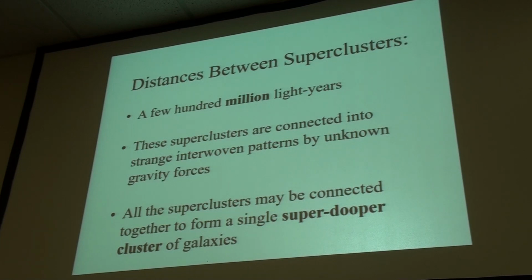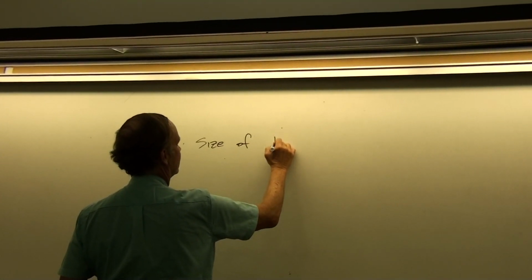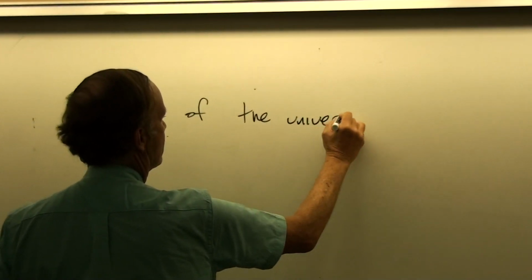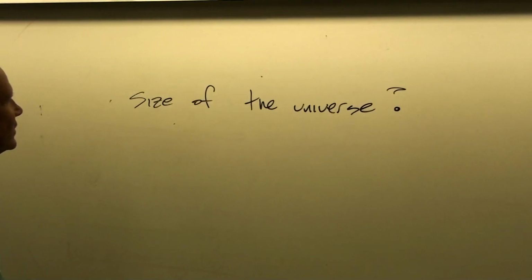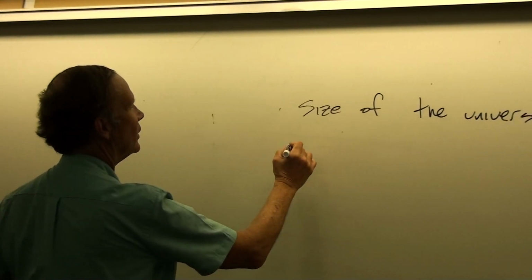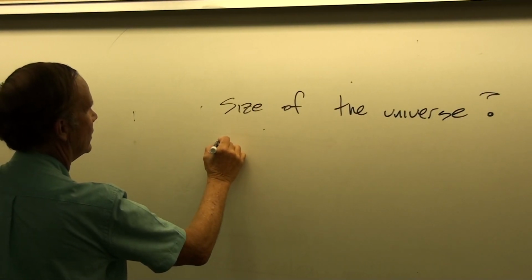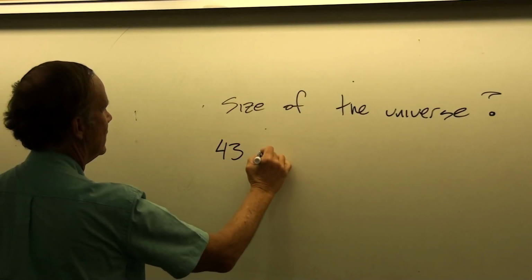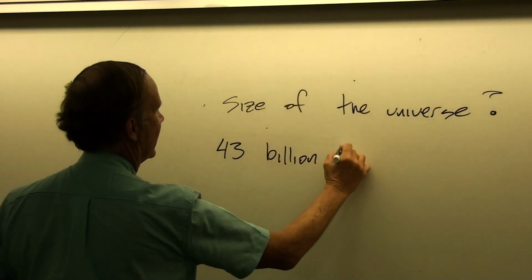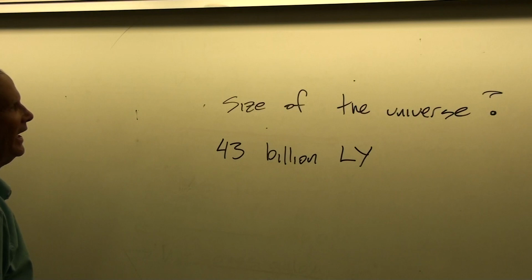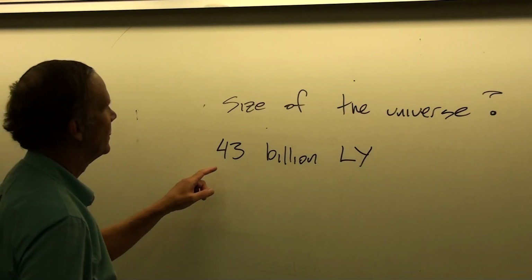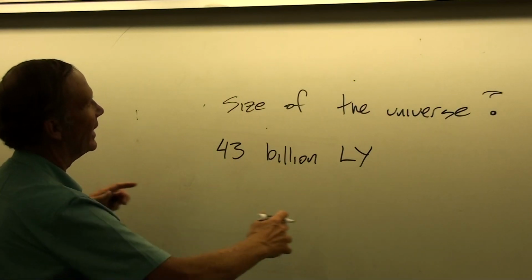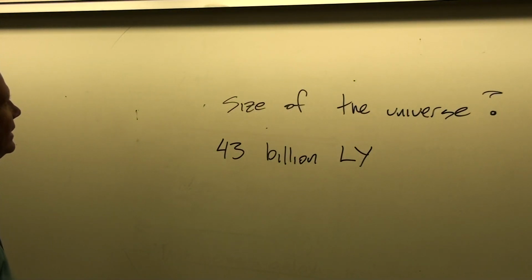Okay, and so what would the size then of the universe be, which is the size of the super-duper cluster, if it exists? Well, we think that the size of the universe as a whole is on the order of something like 43 billion light years. And that would be like the radius of the universe. The diameter would be double that, maybe something like 92 or so billion light years.